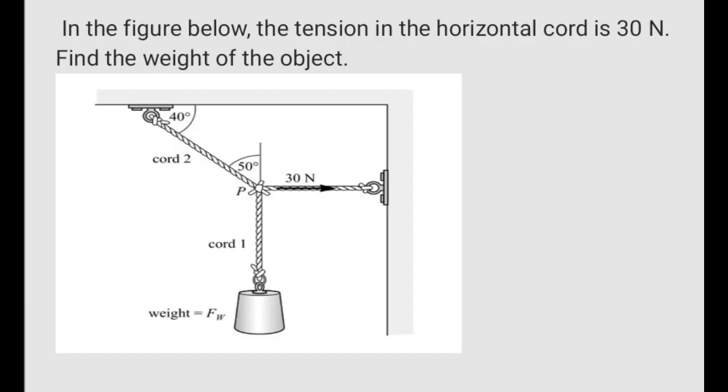So this question under static equilibrium, let's see how we can break it down to find what we're looking for. The question reads, in the figure below, the tension in the horizontal cord is 30 newtons. So we have the tension pointing towards the right. Then what we're looking for is the weight of the object. Remember, these are three ropes which are connected. Let's break it down so that we can see how we can find this particular weight of this object.